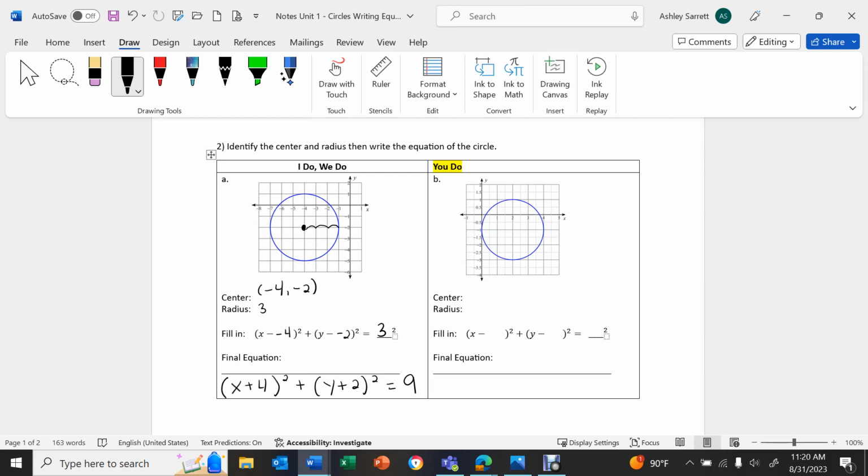All right, so there's an example of how to write the equation when you've already been given the center and the radius, and how to write it after you have looked at a graph and identified the center and the radius. So the rest of this will be your independent practice, and please make sure you get these answers checked before you move on to your exit ticket.